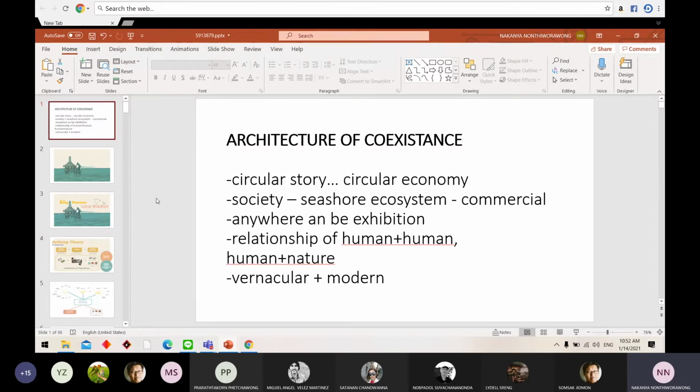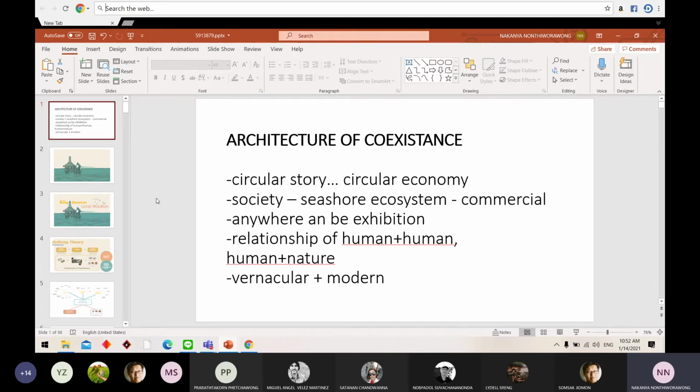which the local museum could lift up the quality of life of the people who live in that area as well, by being a place that tourists can come and learn the story of the local and see the interrelationship between them and the local, with the ecosystem and with the commercial. So it's going to create a circular economy for this area as well. And it's going to be the place that people can learn the relationship between the society, the seashore ecosystem, and the commercial, which are the three things that make Bang Khun Thian Bang Khun Thian.